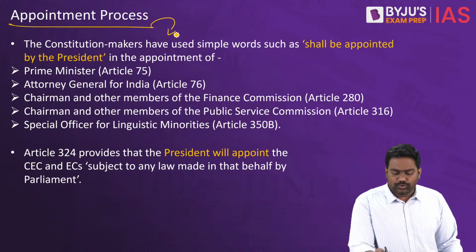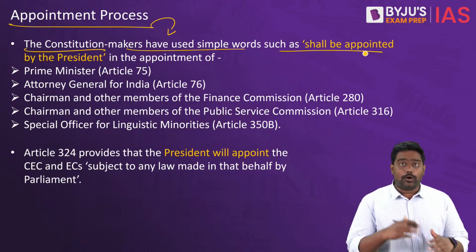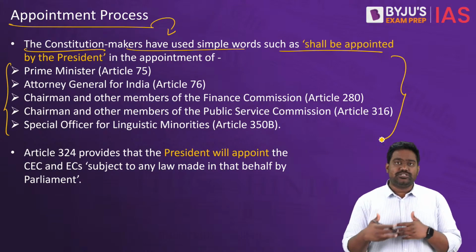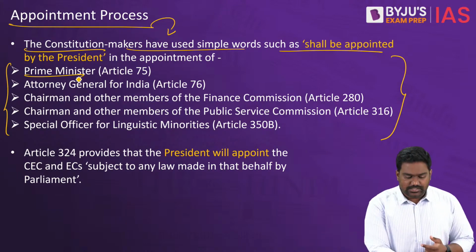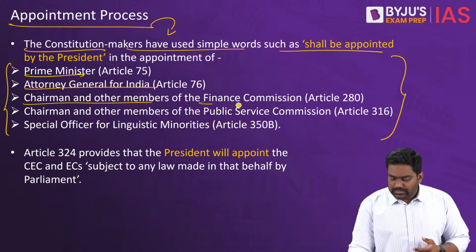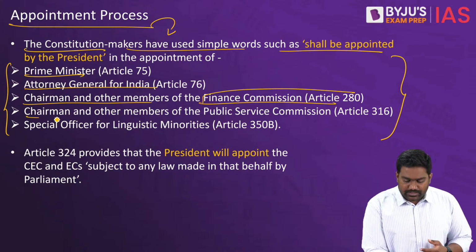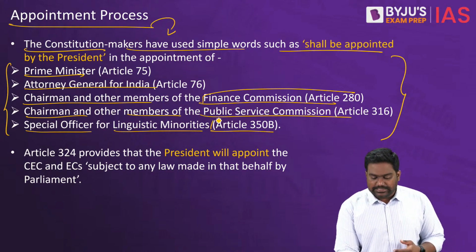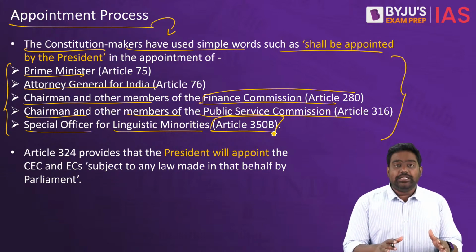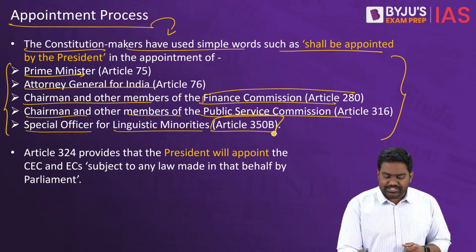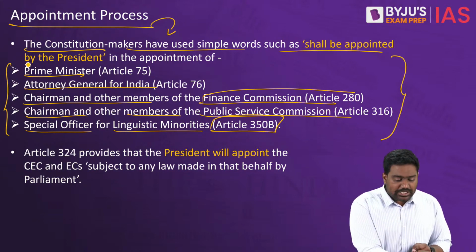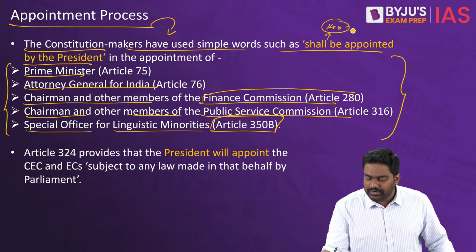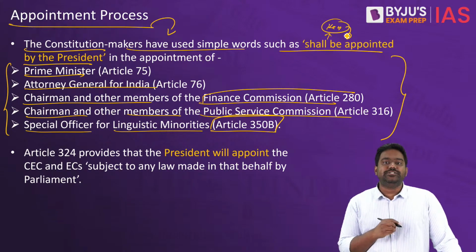Now, if you look at the Indian Constitution, if you carefully go through the appointment process which has been laid out, with regard to some of the constitutional institutions and offices, like the Office of the Prime Minister, the Attorney General for India, the Chairman and members of Finance Commission, the Chairman and members of Public Service Commissions, and Special Officer for Linguistic Minorities under Article 350B. With regard to appointing these authorities and these offices, the Constitution says that they shall be appointed by the President. That is the key word here. This is a key operative word which has been used by our Constitution makers.